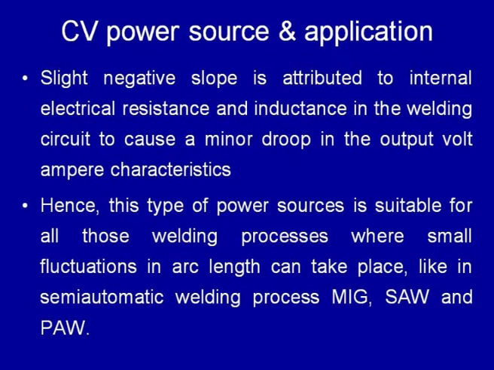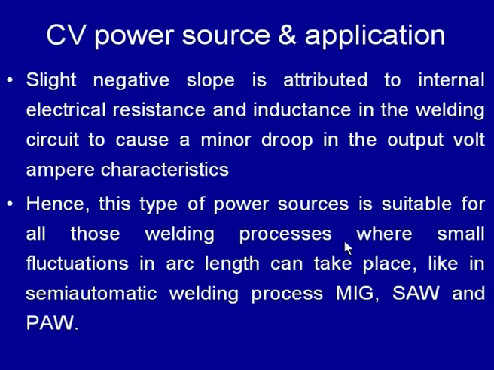So, although these are constant voltage power sources, there is a minor decrease in the arc voltage with the increase of the welding current. This minor decrease is attributed to the internal electrical resistance and inductance in the welding circuit, which causes a minor drop in the output volt ampere characteristic.